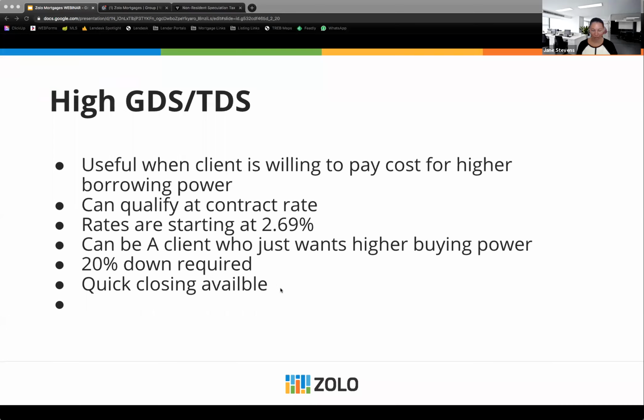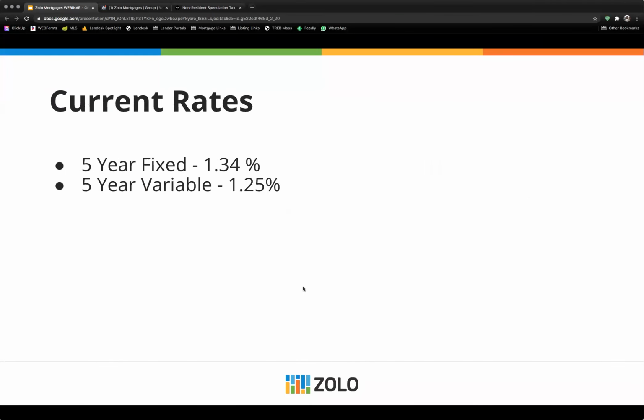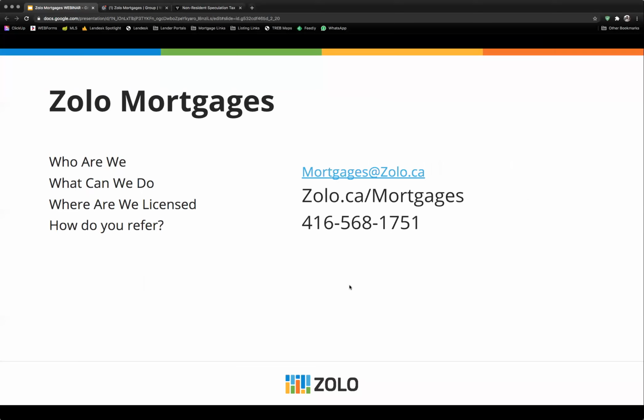Mihir, maybe if you could just remind us, for those who joined throughout the presentation, how we can refer business to you guys. Yes, no problem. Here are our contact details. Email is mortgages@zolo.ca. This is my phone number directly, so you can reach me anytime. I am on iPhone, so you can iMessage me. I'm on WhatsApp, so you can WhatsApp me. Call me if you need to as well.